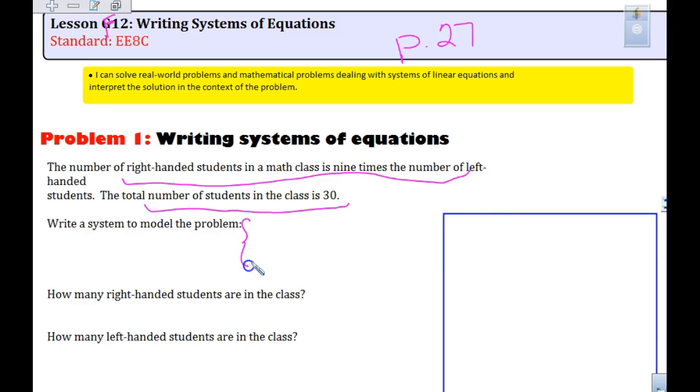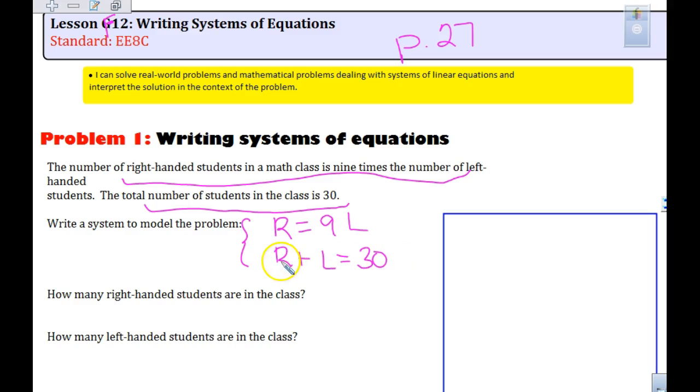So we're going to put this parenthesis in front, and instead of using X and Y, we're going to say the right-handed students, so R equals. What do you think, Amy, if it says 9 times the left? 9 times L. Do I have to put a dot for 9 times L? No, I can just put 9L. You should be writing. My second equation is going to be the number of students. Well, we have right and left-handed. So R plus L is equal to the number of people in our class, which is 30.